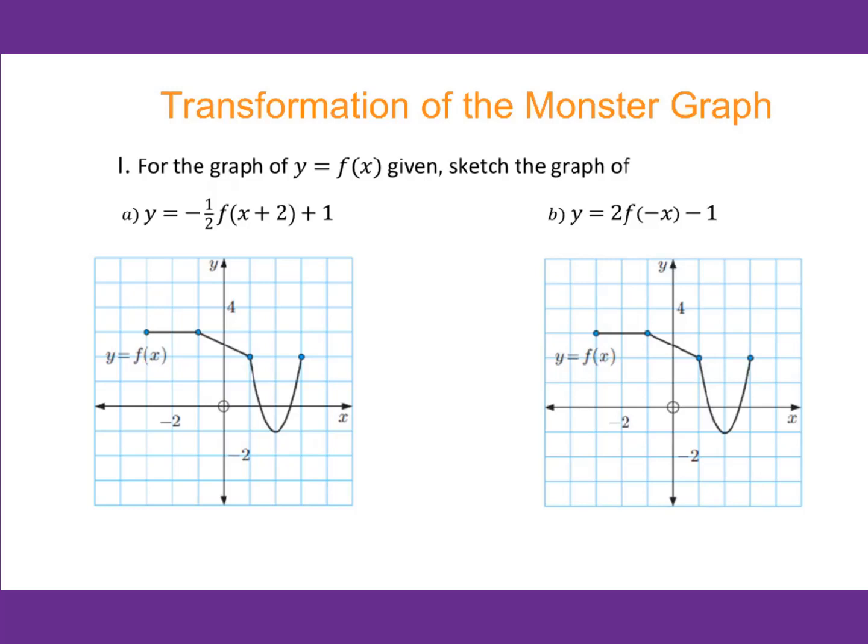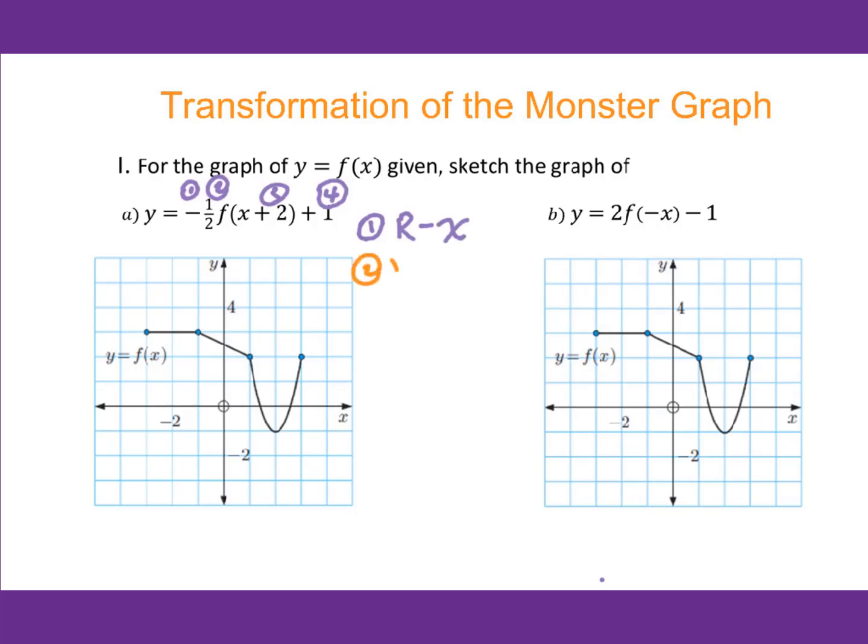Today's lesson is about transformation of the monster graph. For A, y equals -1/2 f of (x plus 2) plus 1. First of all, we will write down the transformation for 1, 2, 3, 4 steps. First step, let's reflect across x-axis.